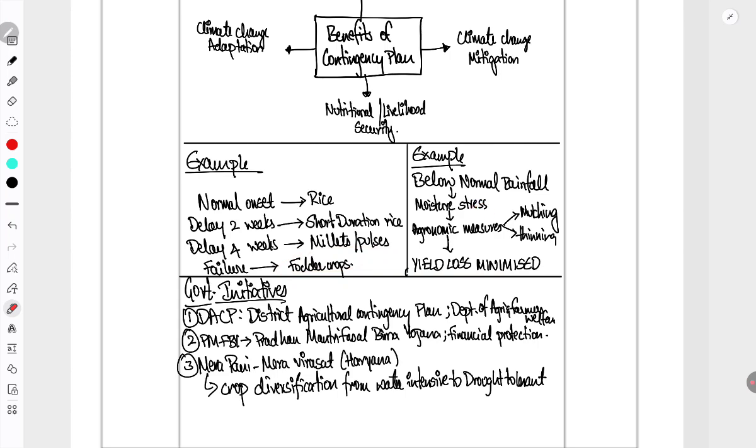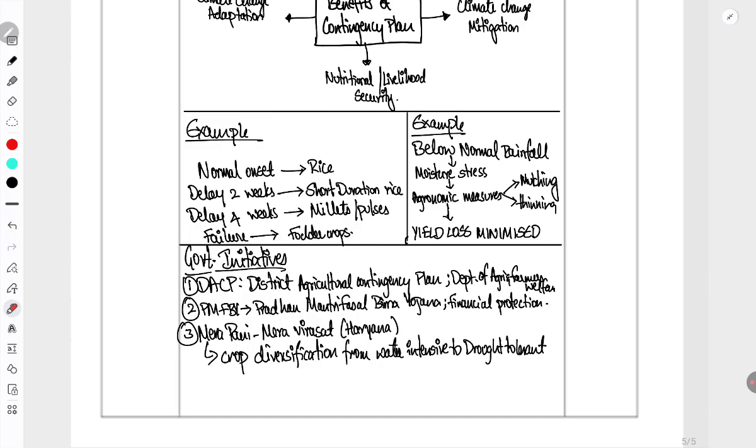you know when we link to the agronomic practices, when the rainfall is below normal level, which leads to moisture stress, which further leads to yield loss. Therefore, we can follow agronomic measures like mulching and thinning, which minimize the yield loss. And also, in the conclusion or just before the conclusion, we can include a few government initiatives too, like DACP, District Agriculture Contingency Plan, which is under the Department of Agriculture and Farmers Welfare, and PM Fasal Bima Yojana, which is an insurance scheme provided by the Government of India, which helps in financial protection of the farmers.